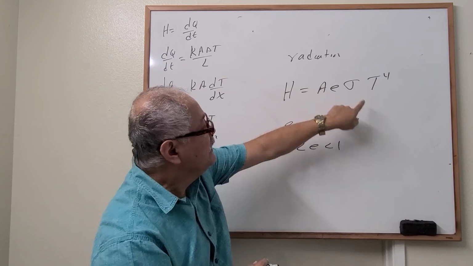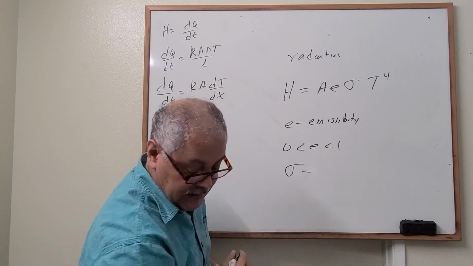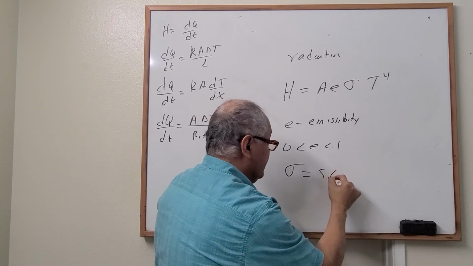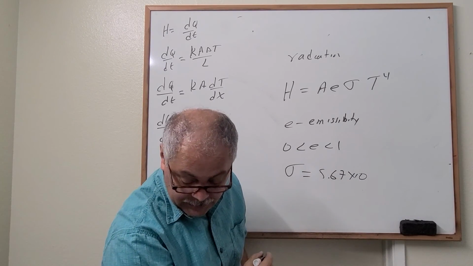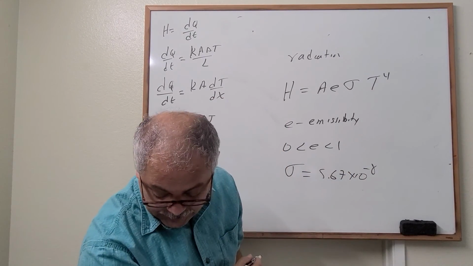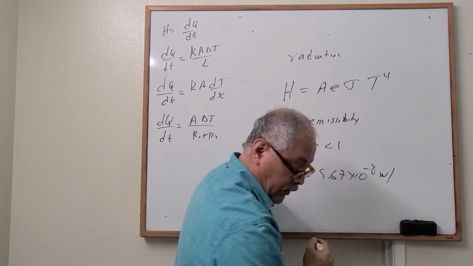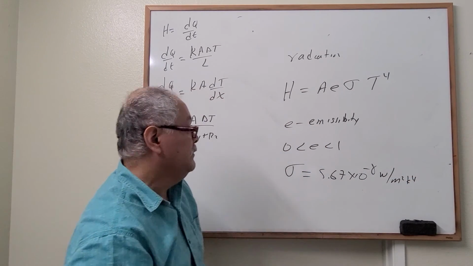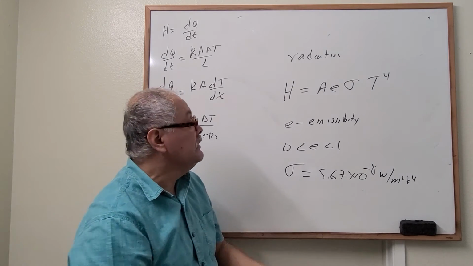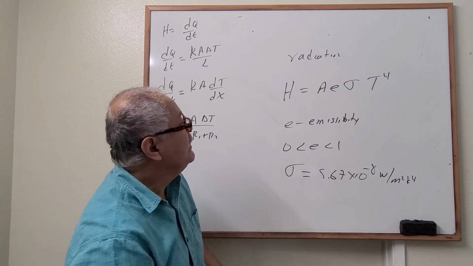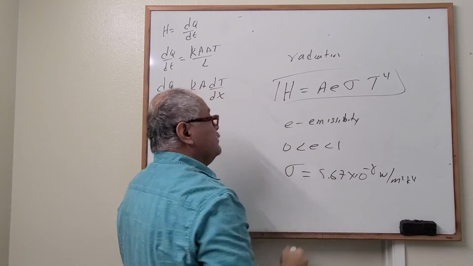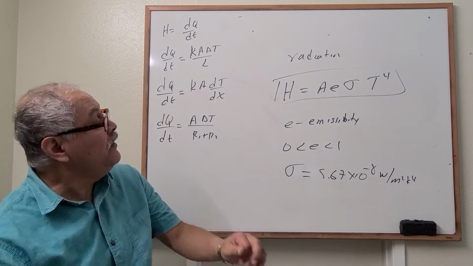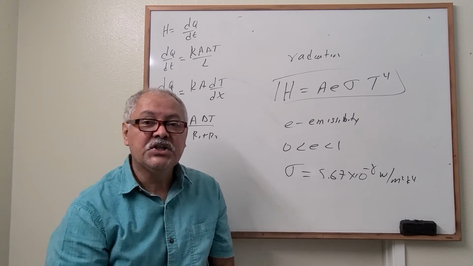And sigma is the Stefan Boltzmann constant, and this is equal to 5.67 times 10 to the -8 watts per meter squared Kelvin to the 4th power. This is the Stefan Boltzmann constant, correct? And this is again the formula used in radiation. Okay, perfect. And with this information, we finish chapter 17.